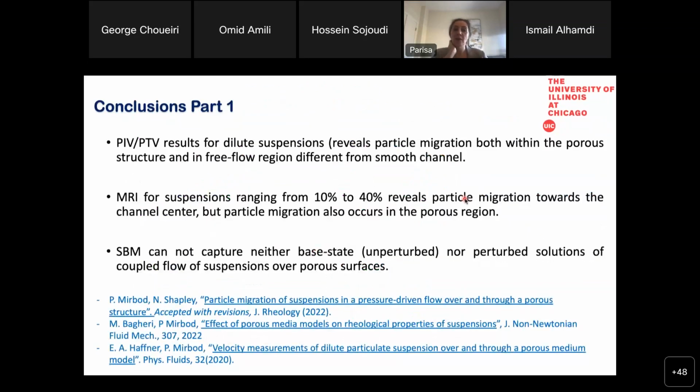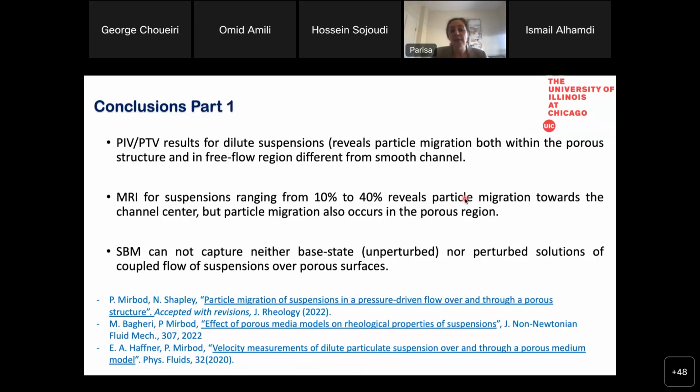So here is one conclusion of part one: we used PIV and PTV results for dilute suspensions, and those reveal that particle migration, both within the porous structures and in the free flow region, is totally different from smooth. And with MRI, we could even go to higher concentrations of the suspension, ranging from 10% to 40%. That shows banding, and it would be interesting to see the banding.